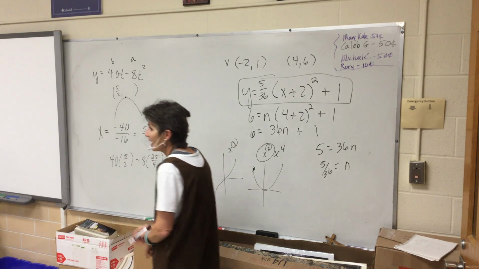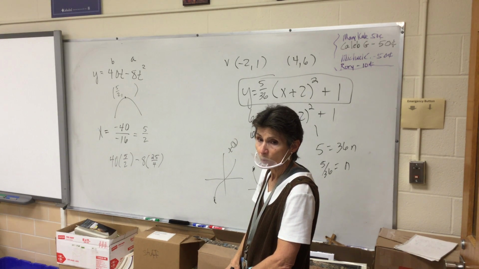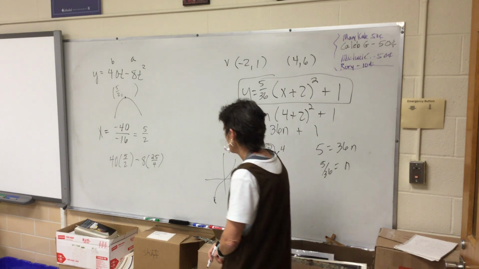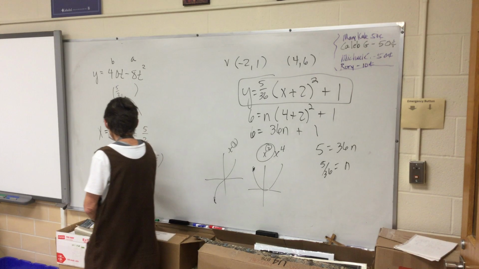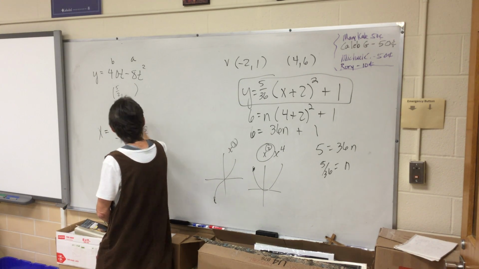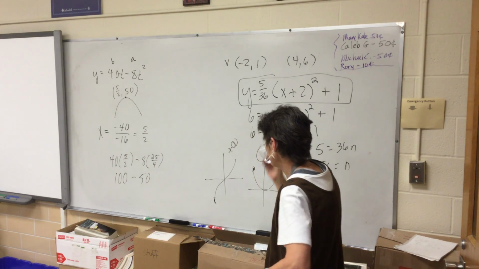Remember that 5 halves squared is 25 fourths. So this is 100, and this is 50. I got 50. Is that right?